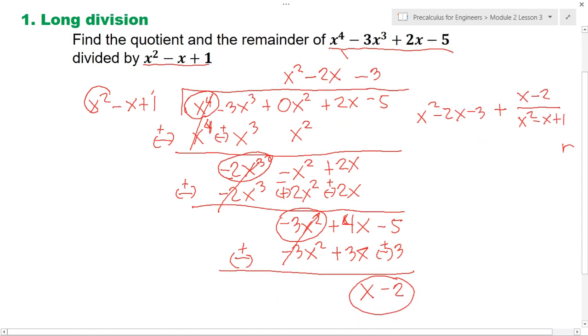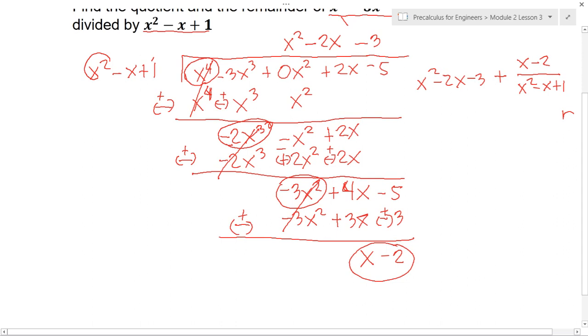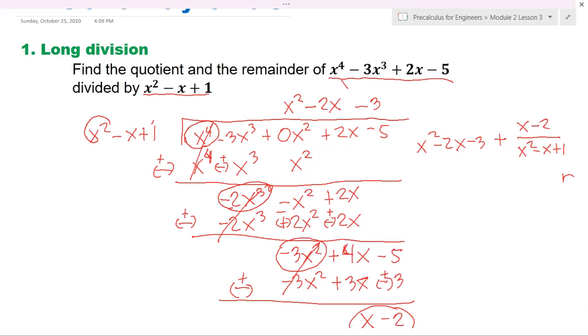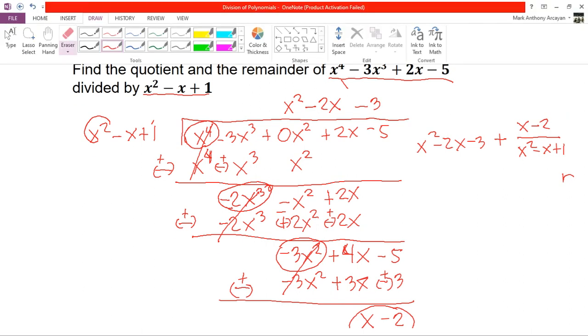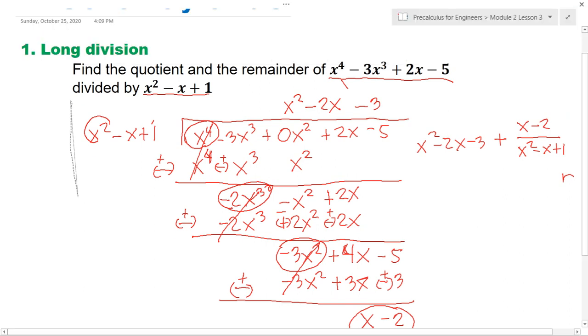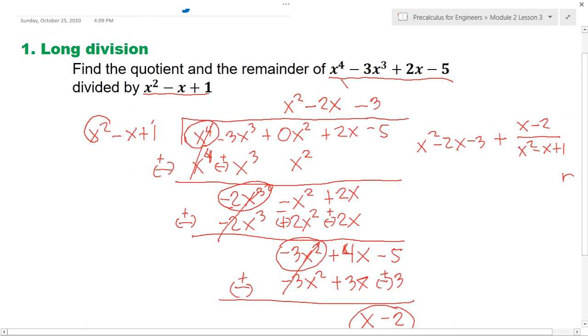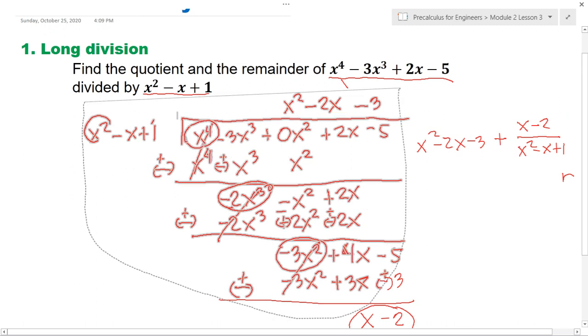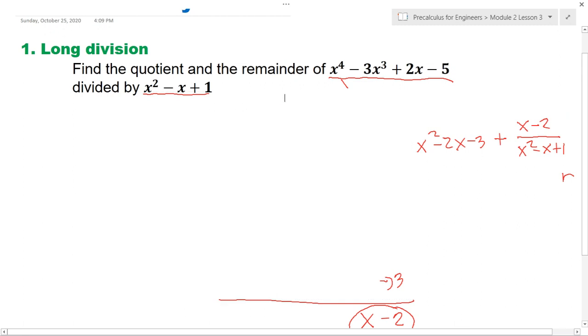Class, I have a hint for you for this. If you are going to recheck it whether your answer is correct, para makuha mo yung dividend mo, just simply follow this formula. So, ano muna natin to? Erase muna natin. So, just follow this formula, class.